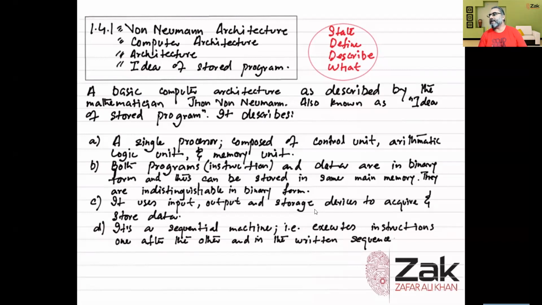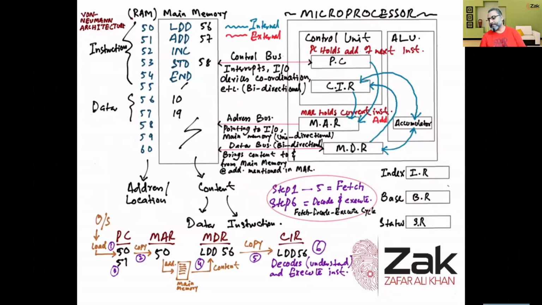A basic computer architecture as described by the mathematician John von Neumann, also known as the idea of a stored program. It describes a single processor composed of a control unit, arithmetic logic unit, and memory unit. Yes, these were not there before him. Both programs, meaning instructions, and the data are in binary form and thus can be stored in the same memory. They are indistinguishable in binary form, but still they can be kept in the memory. How they act upon it, we will discuss, but the short idea is that if you look at this picture, what do you see? Do you see that LDD 56 thing over here?